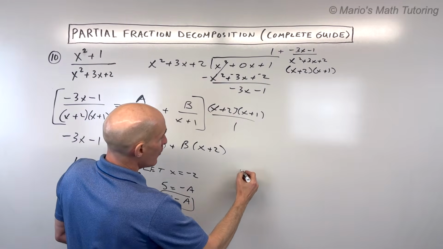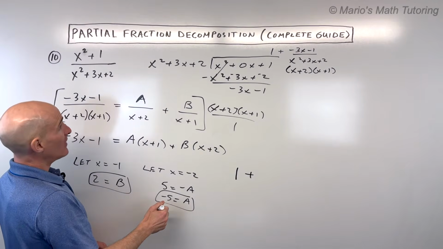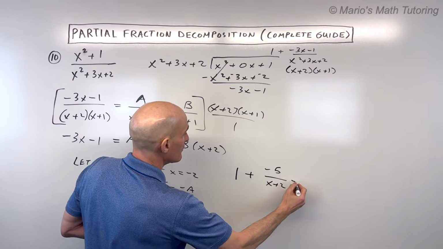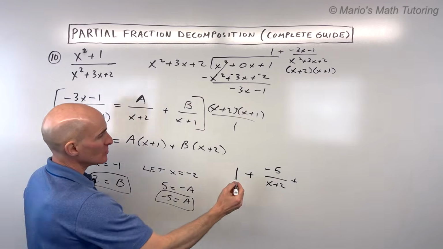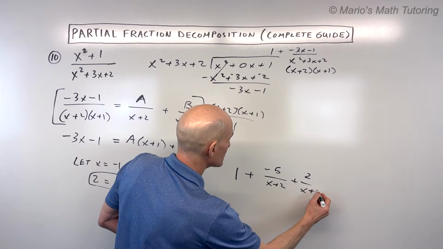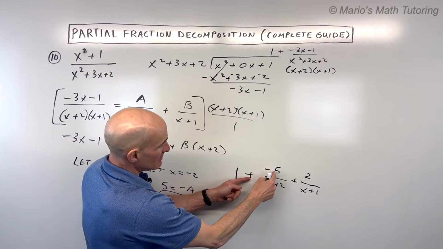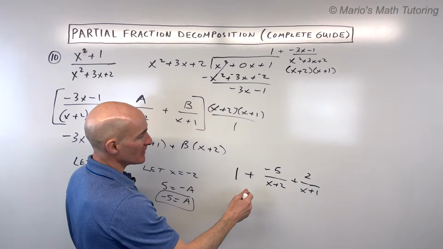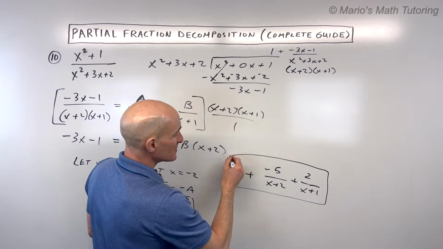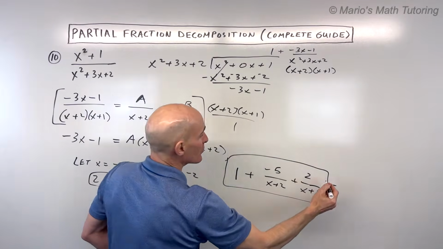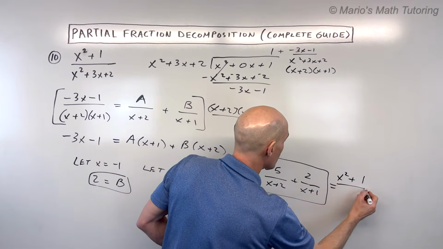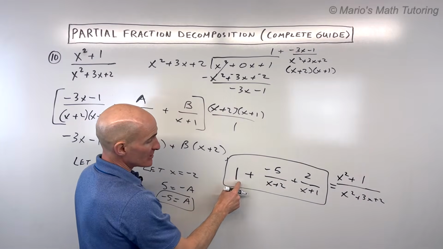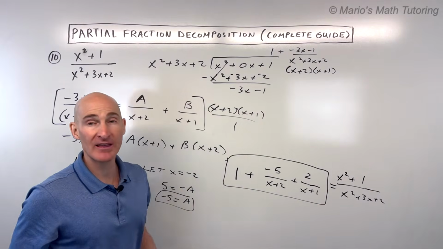So it's going to be 1 plus a, which is negative 5, over x plus 2, plus b, which is 2, over x plus 1. Now you could write this as minus positive 5 over x plus 2. You could even change the order of these fractions, because addition is commutative. But if you were to get a common denominator, it equals the original here, which is x squared plus 1 over x squared plus 3x plus 2. Again, if you get a common denominator for this group and this group and combine them together, you're going to get back that original fraction.